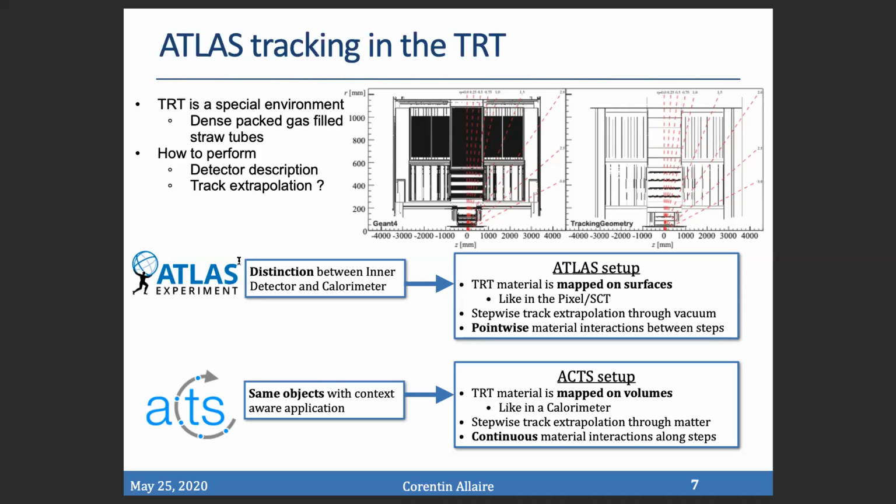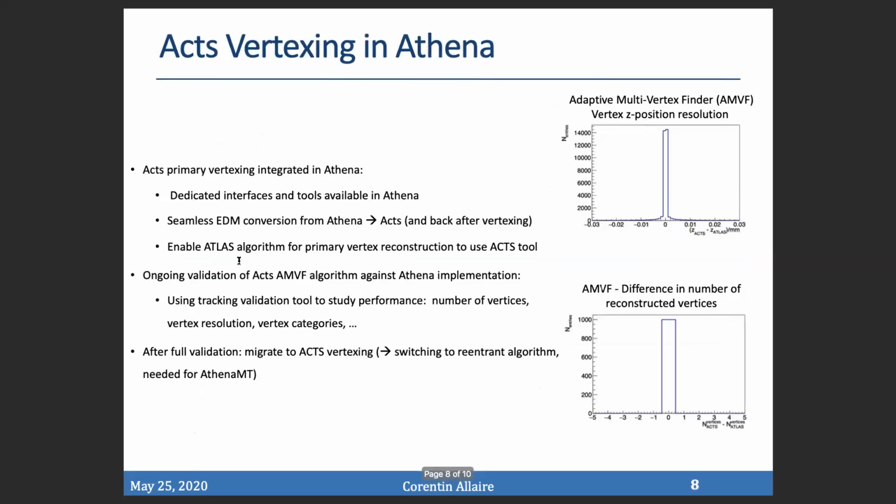For our ACTS approach, we are thinking about using a volume-based approach. So you would have a 3D grid that would contain your material, and then you could use a stepwise extrapolation through matter instead of through a vacuum, with a continuous material interaction along the steps. That would be the same approach as what you would do for a calorimeter. So that's something we are working on right now. If you go to the next slide.